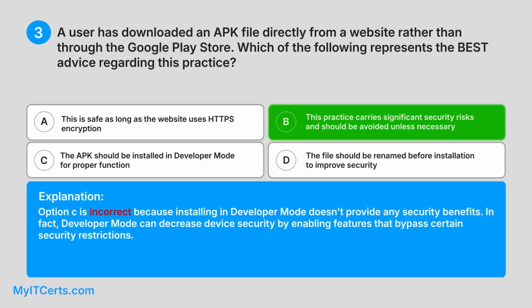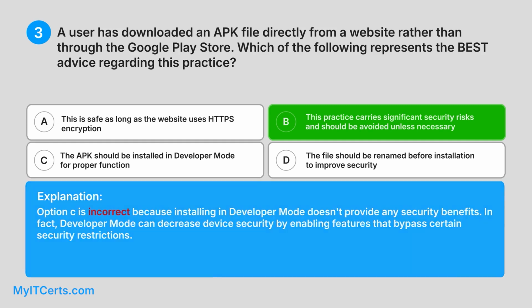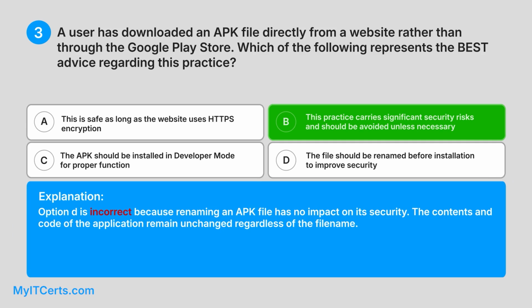Option C, the APK should be installed in developer mode for proper function, is incorrect because installing in developer mode doesn't provide any security benefits. In fact, developer mode can decrease device security by enabling features that bypass certain security restrictions. Option D, the file should be renamed before installation to improve security, is incorrect because renaming an APK file has no impact on its security. The contents and code of the application remain unchanged, regardless of the file name.